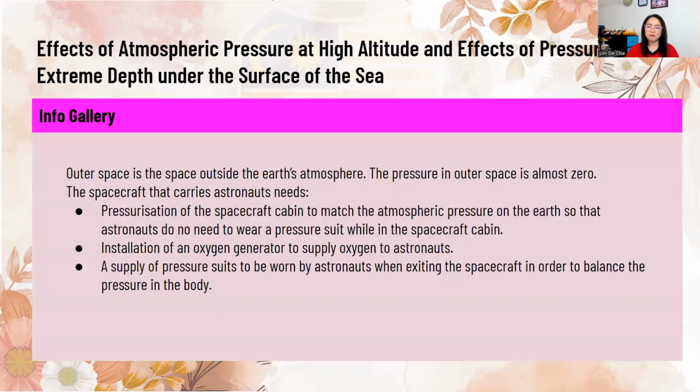Okay. All right. Now, when we relate the things on the earth with high altitude, sometimes we have to take into consideration what happens if we are in space, outside of our earth. At the outer space, the outer space is the space outside the earth's atmosphere. You no longer feel the atmospheric pressure. So the pressure in the outer space is almost zero.